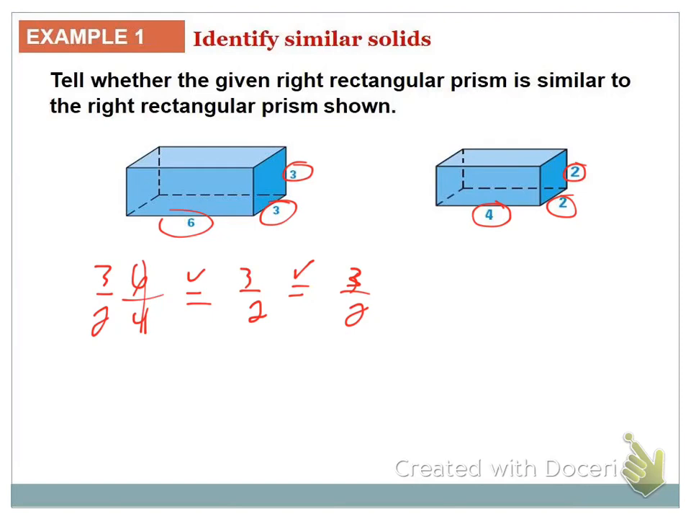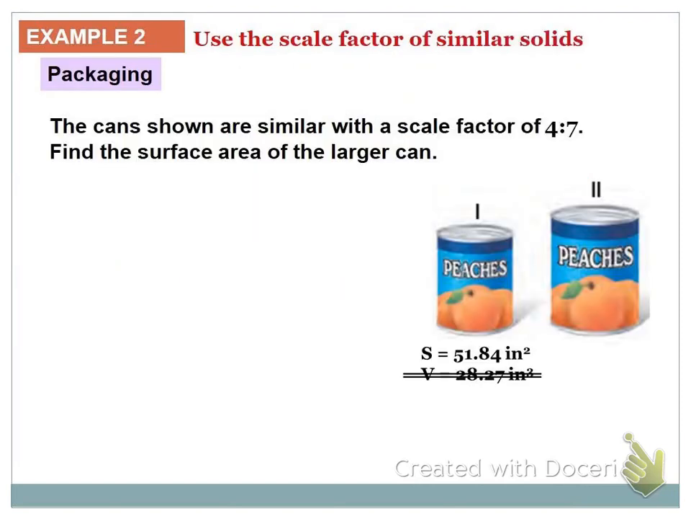Okay? All right, now the idea of the surface areas being compared. So we've got these two cans of peaches. The surface area of the smaller can is 51.84 square inches. And we want to know the surface area of the larger can. And we don't have measurements, but we do know that when you compare the two sizes, they compare to the scale factor of 4 to 7.